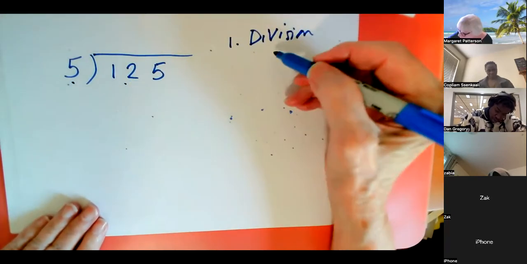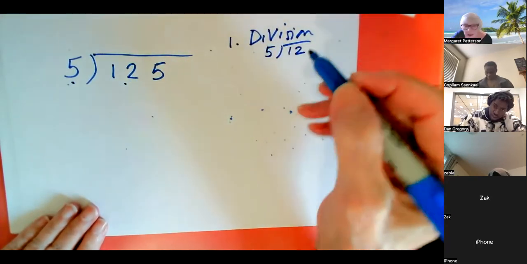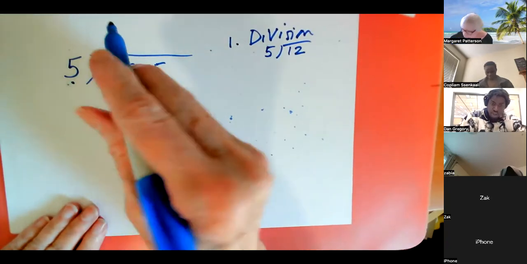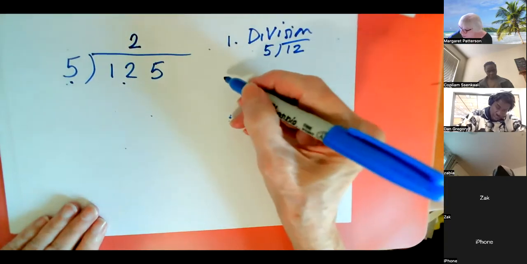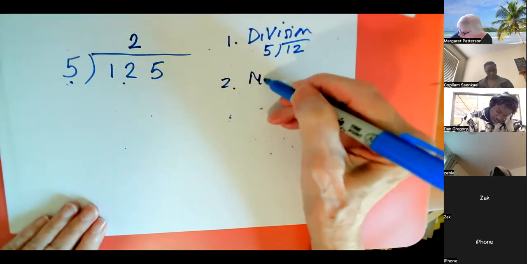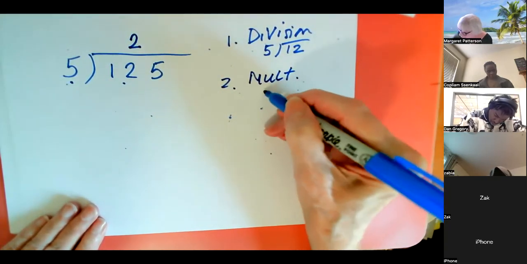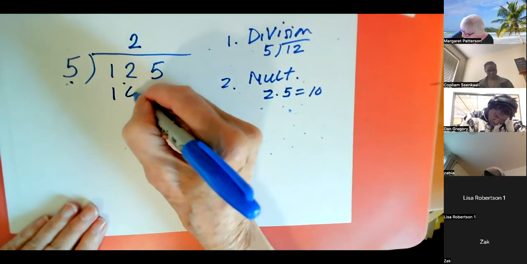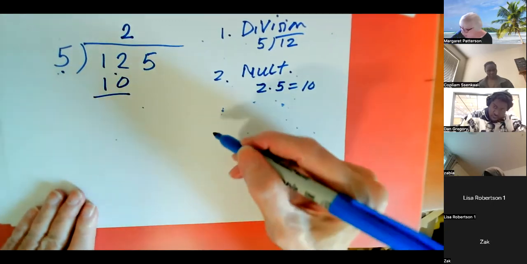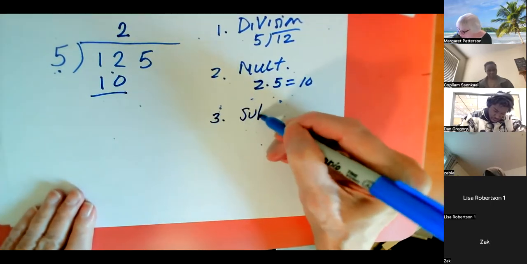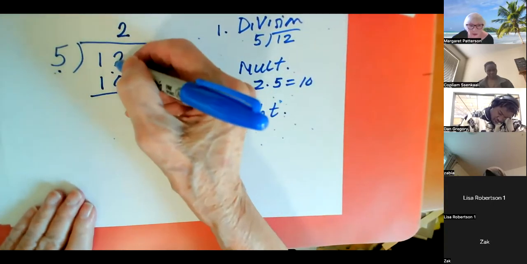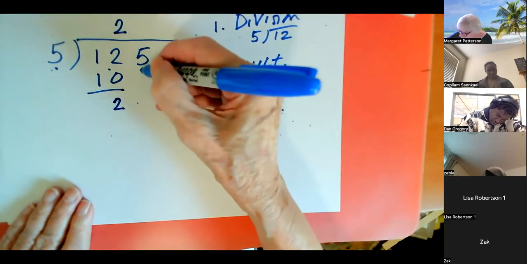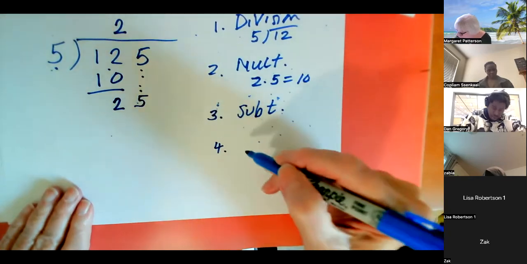So you divide 5 into 12. How many times does it go? Twice. Okay. The second step is multiply: 2 times 5 is 10. The third step is to subtract: 12 take away 10 is 2. And the fourth step is to bring down, if there's anything left to bring down.